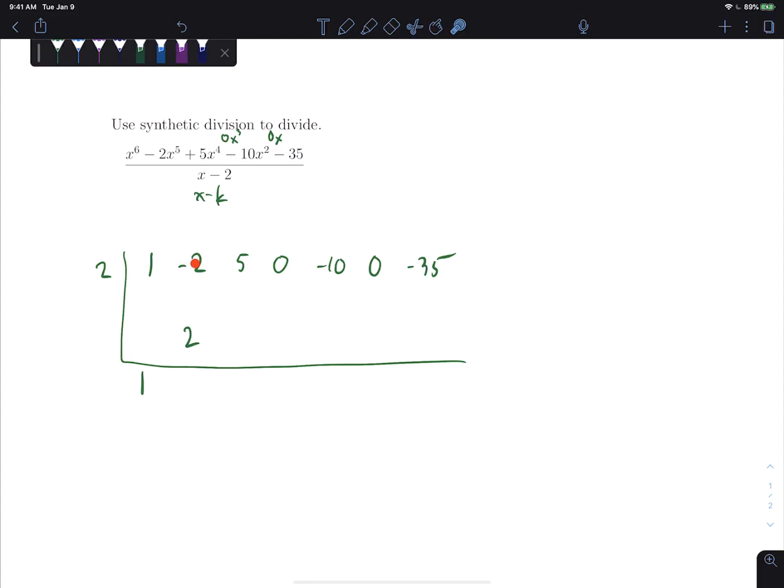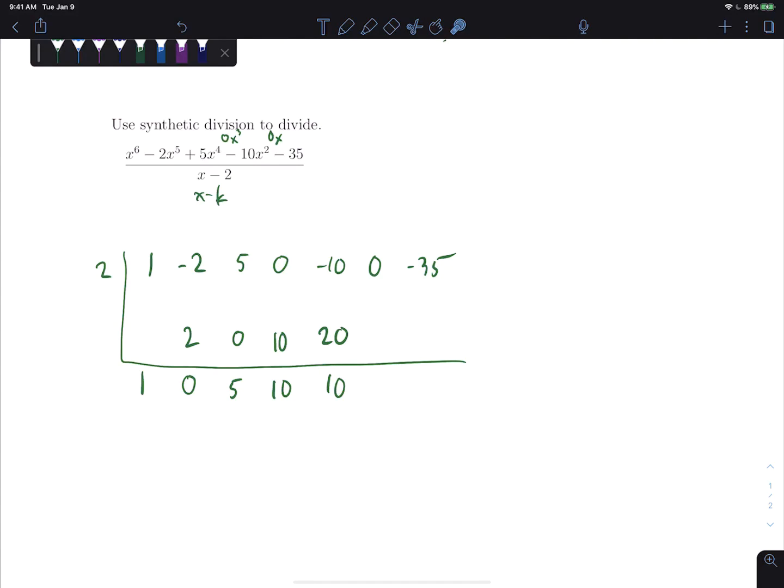Now add: negative 2 plus 2 is 0. Multiply: 2 times 0 is 0. Add: 5 plus 0 is 5. Multiply: 2 times 5 is 10. Add: 0 plus 10 is 10. Multiply: 2 times 10 is 20. Add: negative 10 plus 20 is 10.